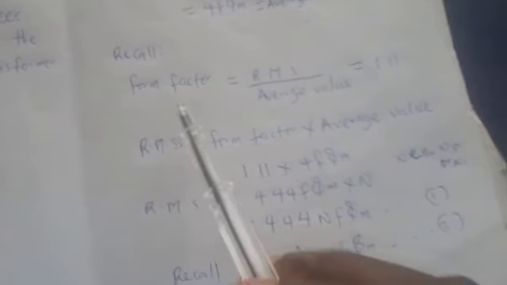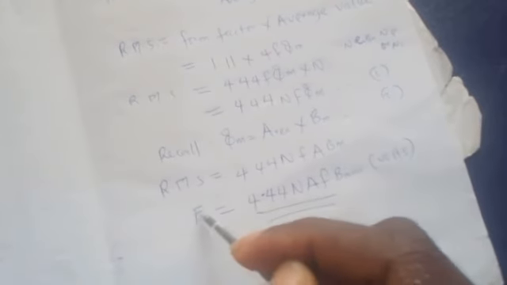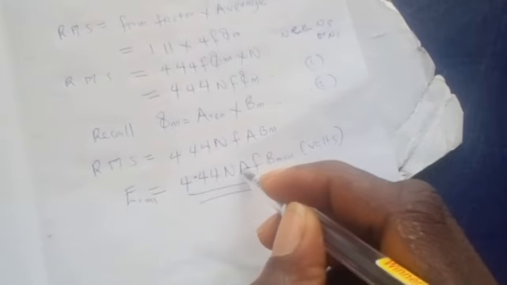Then when you get that, you have to recall that your form factor is equal to 1.11 and it is the root mean square value over the average value. Then you substitute this form factor and average value by making RMS the subject of the formula. That is the EMF, 4.44 N, where N is the number of turns, multiplied by area multiplied by the frequency multiplied by maximum flux density, all in volts.